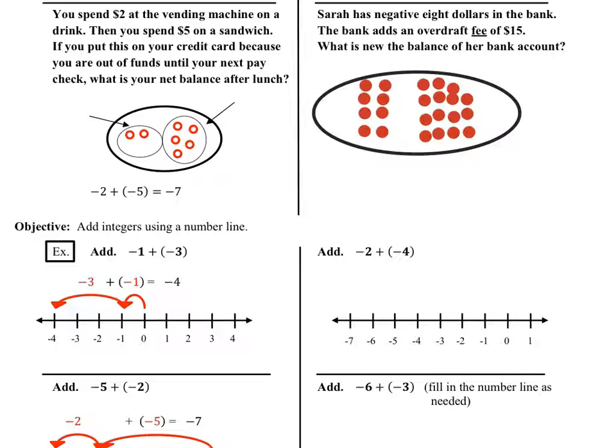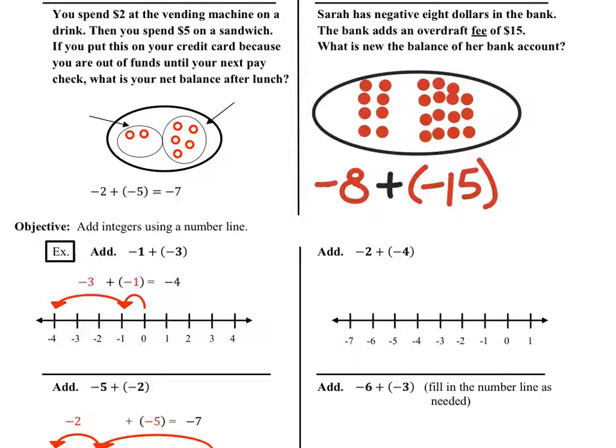So again, we go back and we look. How much did she start out with? Well, she had -$8 in the bank. But then the bank put an overdraft fee, which means it also is negative. Again, we usually put these in parentheses. And we're combining these negatives, which means that we're adding them together. Now again, this is the math expression.